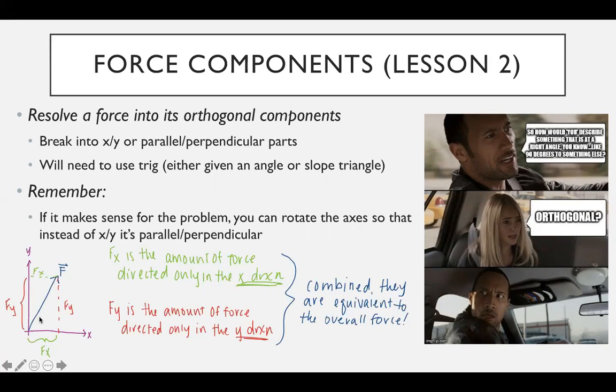And then, again, this is where you need to use trig. This is the part where you're either given an angle and you have to solve for it with sine and cosine, or you're given a little slope triangle, and you have to solve that way. Another thing to remember is if it's easier, you can rotate the axes so that they're parallel and perpendicular, so that instead of Fx and Fy, you have an axis going parallel to the force that you have and perpendicular to it. Sometimes that just saves time in solving the problem, but either way works.